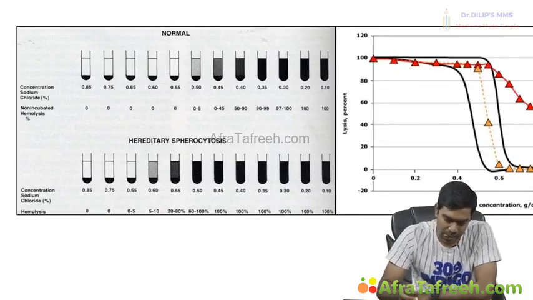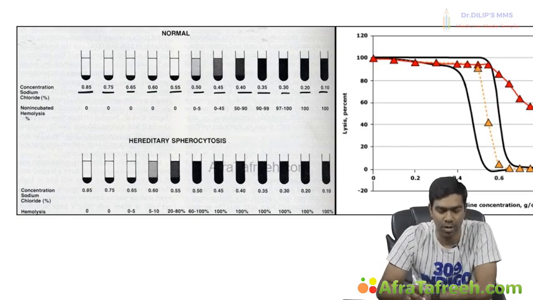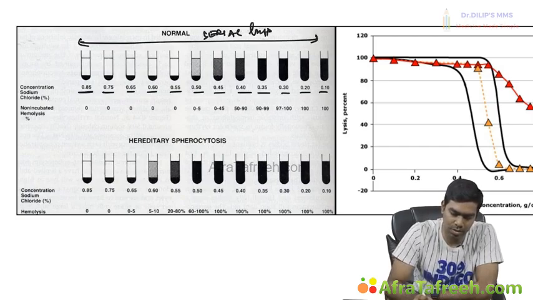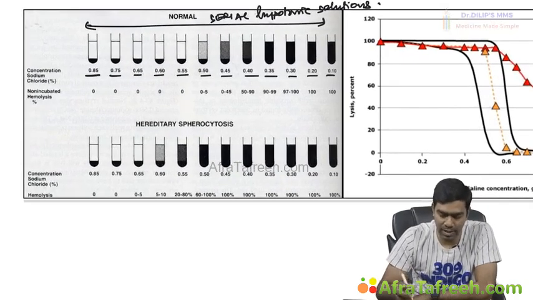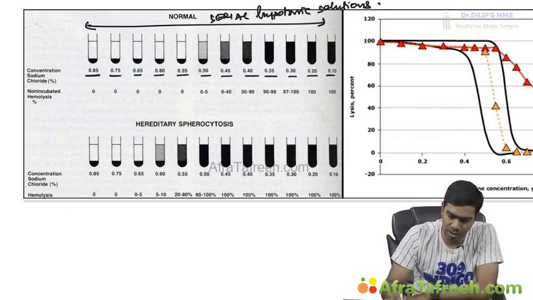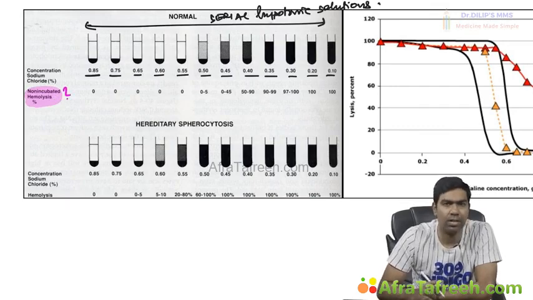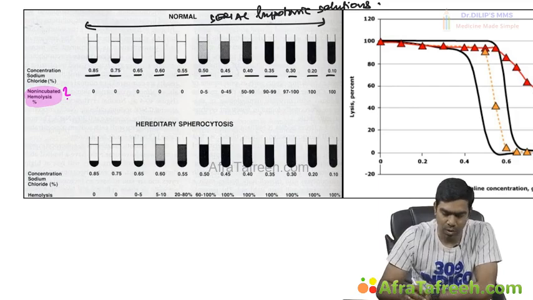Here you can see the hemolysis, this is 0.85% saline, 0.75, 0.65, 0.6, 0.55, 0.5, 0.45, 0.4, 0.35, 0.3, 0.2, 0.1. So the most important point is serial hypotonic solutions. And the next thing, when you place blood in serial solutions, you are actually finding out the extent of hemolysis. Don't worry about this non-incubated, incubated and all. So what is the hemolysis you are seeing in this patient?